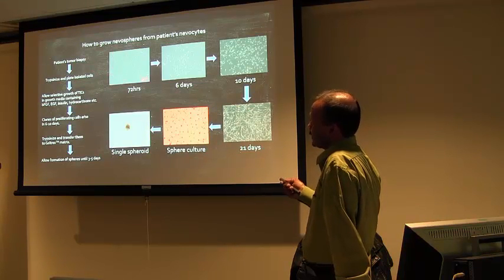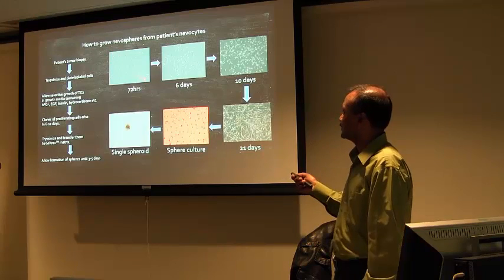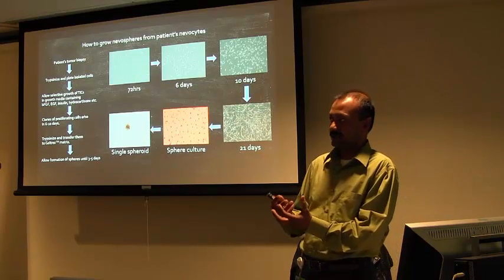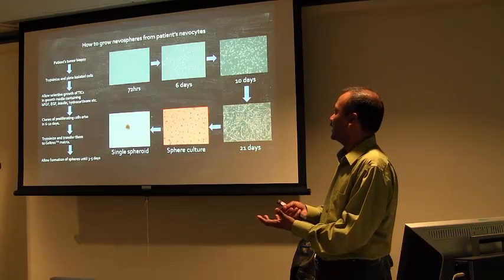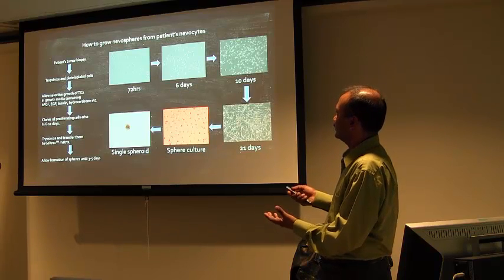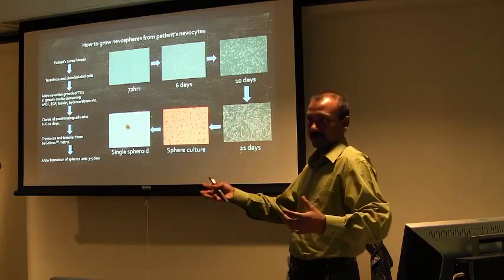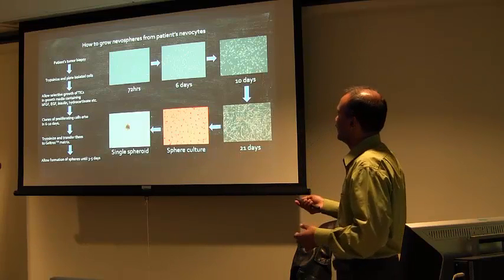This is a picture after 72 hours, which shows you that the cells are still shaky. Some cells attach to the bottom of the flask, but they have not yet started to give out the dendritic expansions.